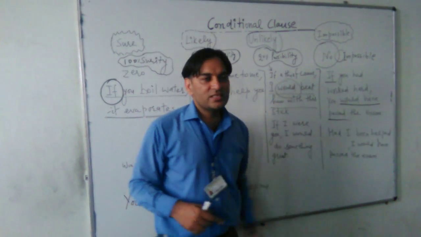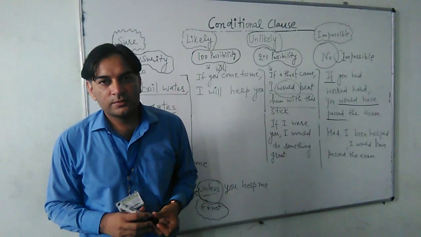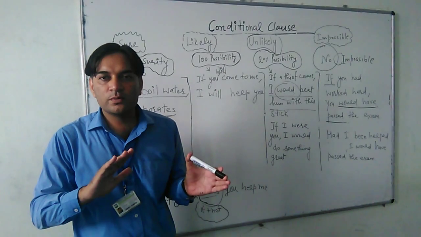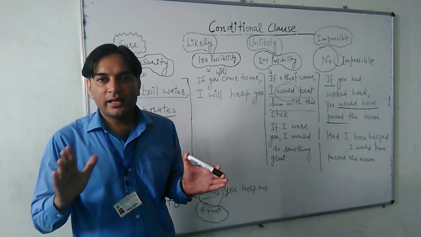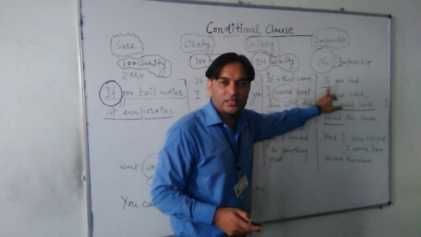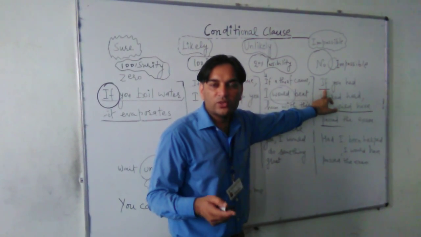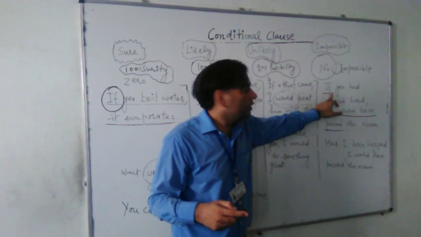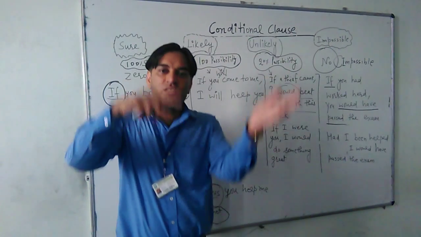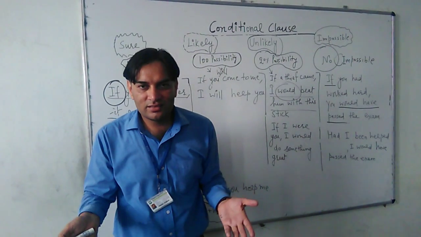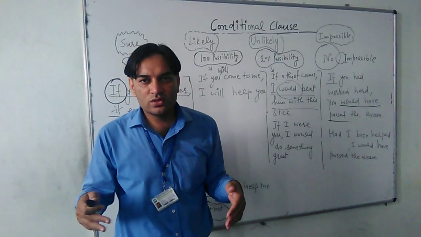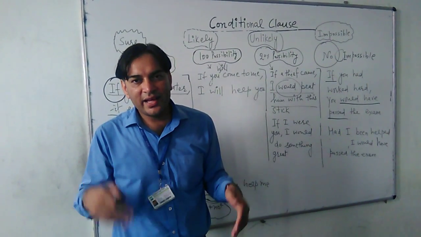Okay, next part is the impossible part. When a condition shows that there is no possibility of the action. This part is used for those things which are impossible now. If you had worked hard, you would have passed the exam. If you had worked hard, but now the exam result has been declared. You have been termed a failure. There is no use. Things have gone out of hand.